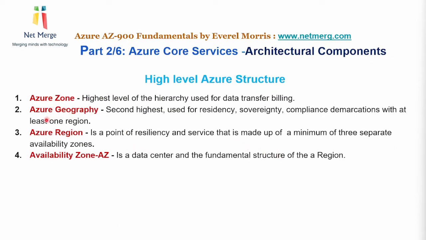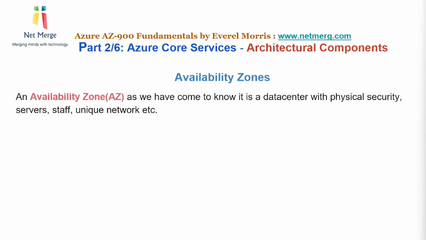We talk about the zone, we talk about the geography, we talk about the region, and we talk about the availability zone. What I'm going to do now is look at it from the bottom up so you get an understanding of how the overall infrastructure is constructed. So at the bottom of the infrastructure is the Azure availability zone. An availability zone, as we come to know it, is a physical, secure data center, where you have your own physical security, your own technical security, your own building, your own servers, your own staff, your unique network, your electricity, your cooling system, and all that. So an availability zone is simply a data center in Azure.